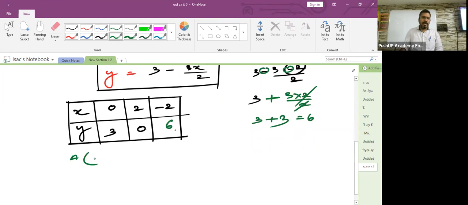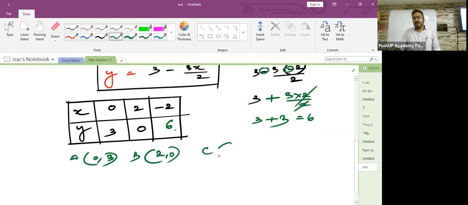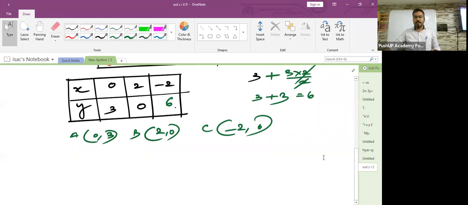So this is your first point, A, 0, 3. Second point, which is B, 2, 0. And the third point, which is C, minus 2, 6. All right. Now we have to plot all the 3 points on the graph paper. Please do it. So A is point Q and B is point P.